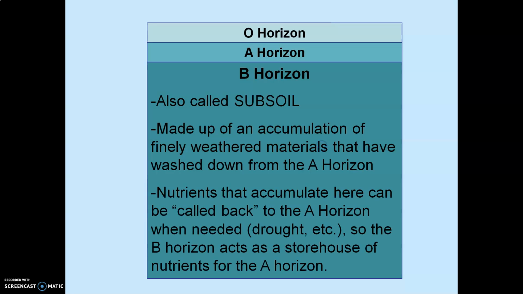Now, the nutrients that accumulate in here can be called back to the A horizon when it gets really, really dry. If there's enough evaporation and enough drying occurs at this level, it will pull up nutrients and water from this level. So in that way, we say that the B horizon acts as a storehouse for nutrients for the A horizon.